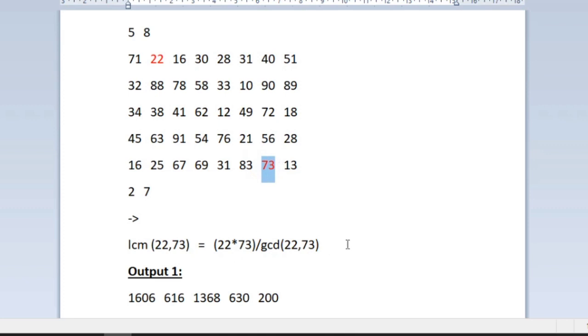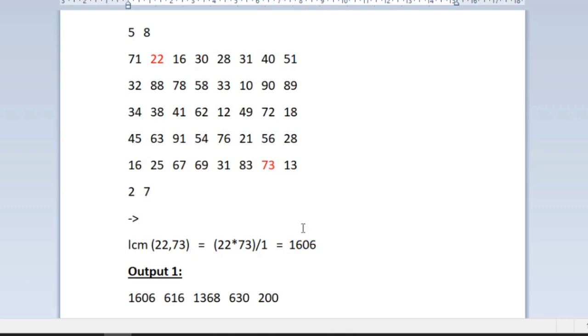So here 22 into 73 divided by 1. The LCM of the integers 22 and 73 would be 22 into 73 divided by 1, which is the same as 22 into 73. The value of 22 into 73 is 1601. That would be the LCM of the two numbers 22 and 73. In our output also we can see that the first LCM is 1606. This is how we get our output.